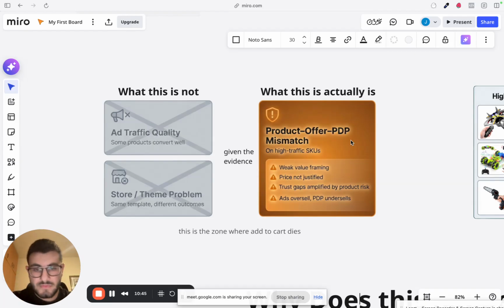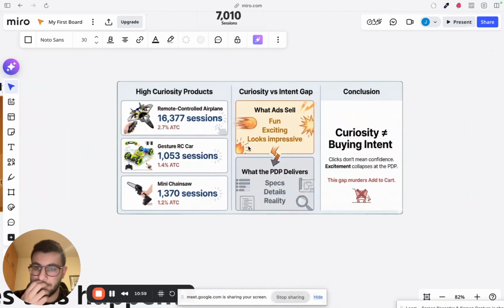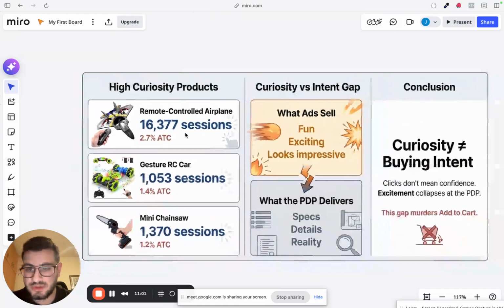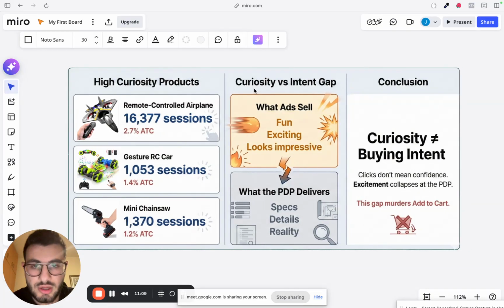So on some PDPs, of course, we have weak value framing, price not justified, trust gaps amplified by product risk, and ads overselling. That's what I told you now: the PDP is underselling. For example, we have a lot of high curiosity products, as we just said: the remote controlled airplane, the gesture RC cars, and the mini chainsaw. The ads are selling fun, excitement, curiosity, and it looks impressive.